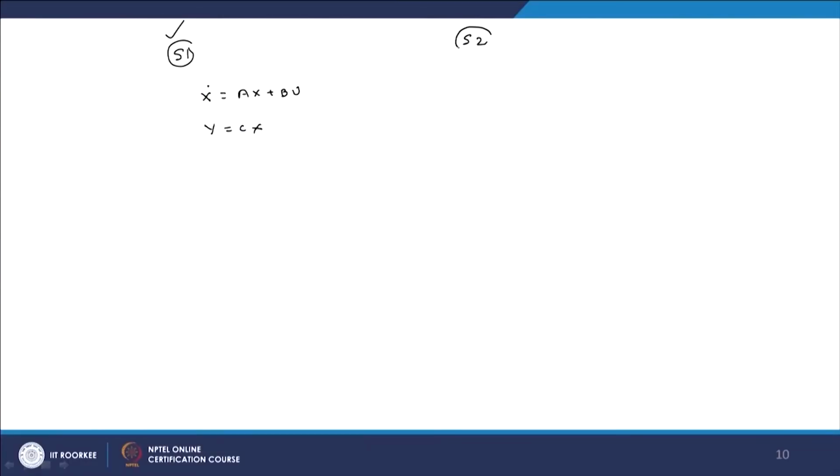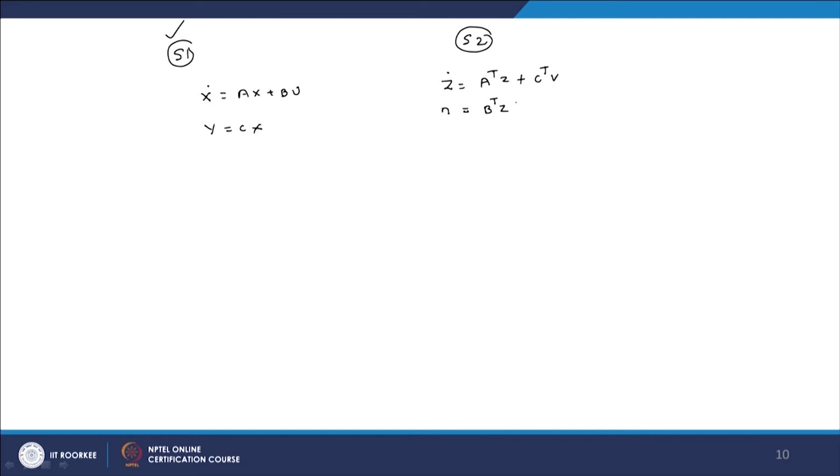Let us say we have a system S2 like this, and this S2 is written as Z dot equal to A transpose Z plus, here the B in this case is nothing but the transpose of C, that is C transpose, times V, and the output, let us say N, can be written as B transpose into Z. That means here, instead of B we got C, and instead of C we got B. Now there are system S1 and system S2.